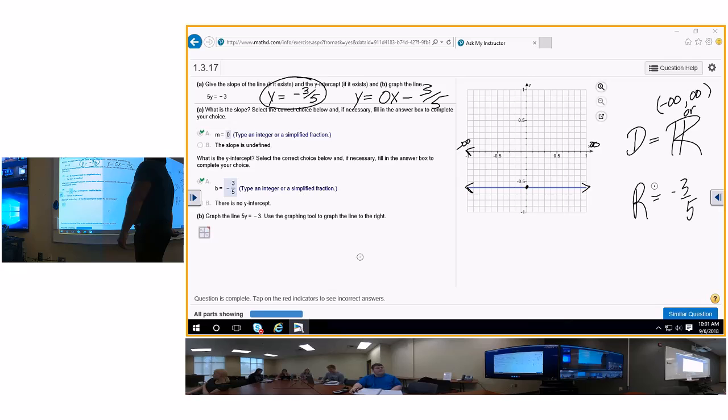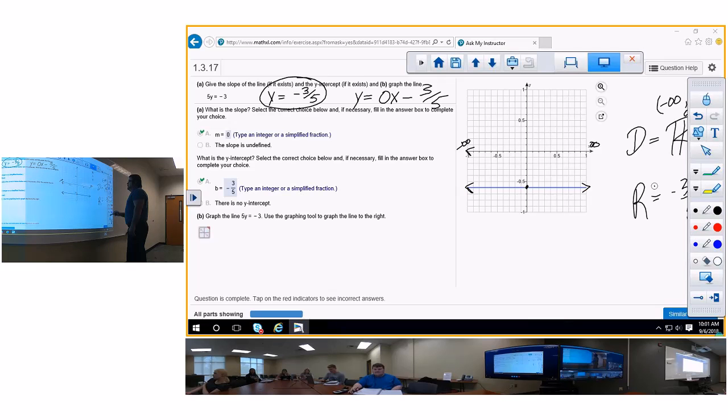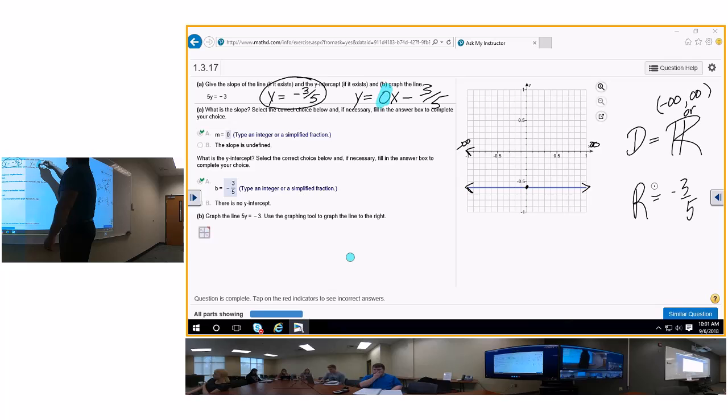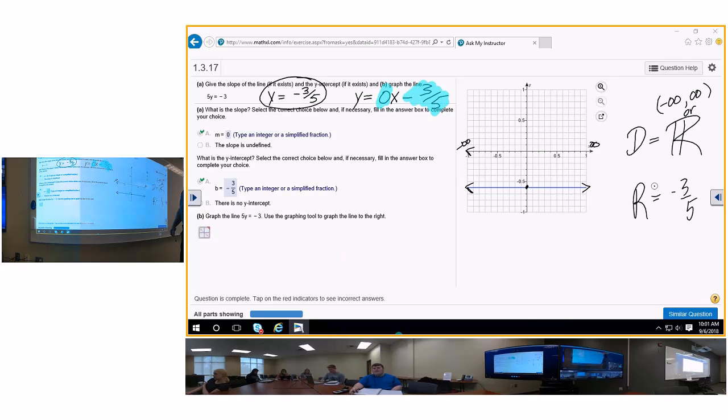Okay, so somebody tell me what my slope is. 0. And what is my y-intercept? Negative 3/5. And you feel good about yourself.